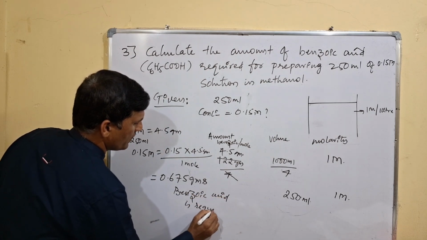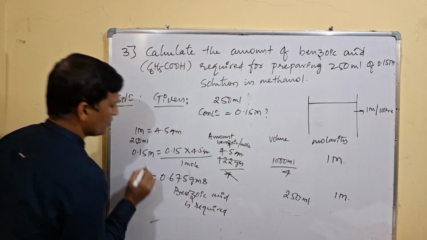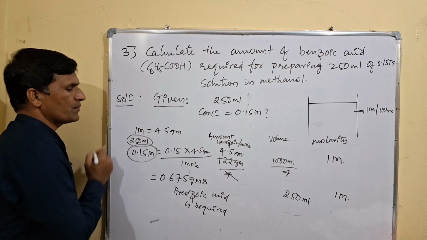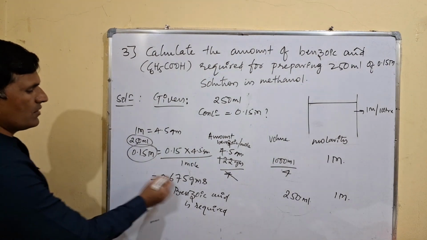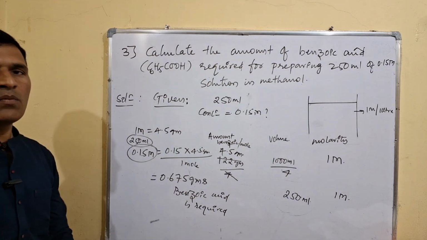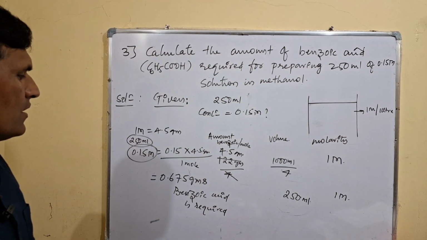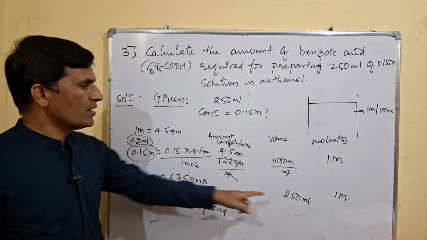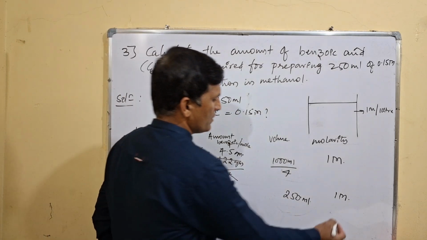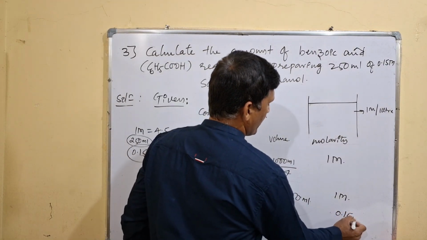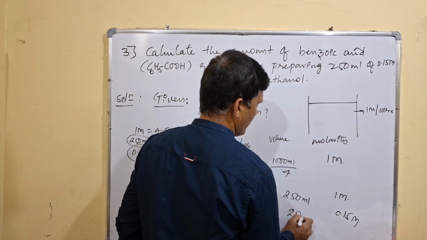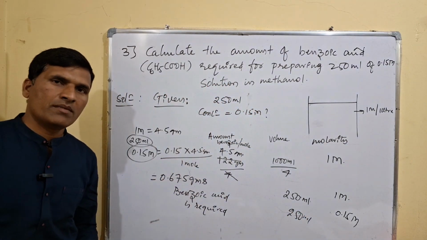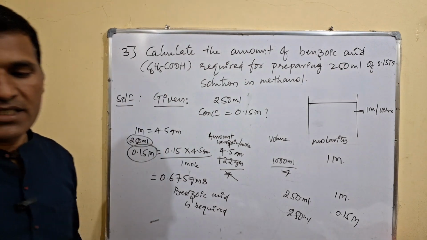This is required to prepare this molarity of 250 ml solution. So this is how lastly you have to write: 0.675 grams of benzoic acid has to be taken to prepare 250 ml of 0.15 molar solution. Right, so that is how we can solve this problem. Next we will move on to the next problem.